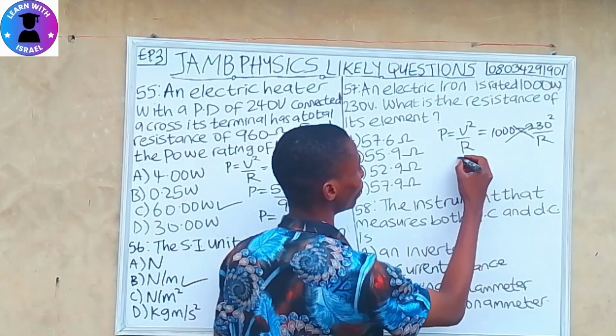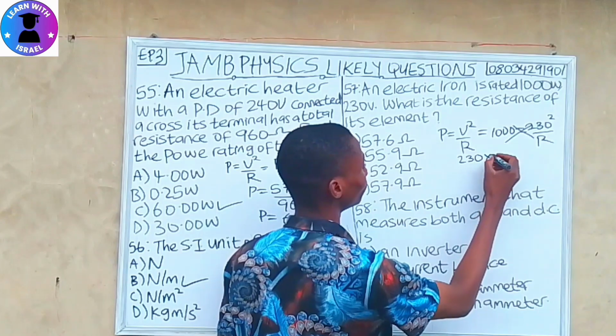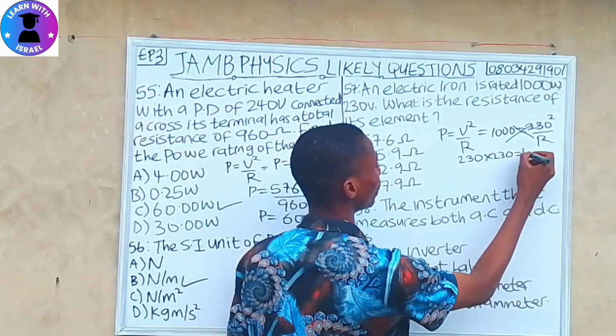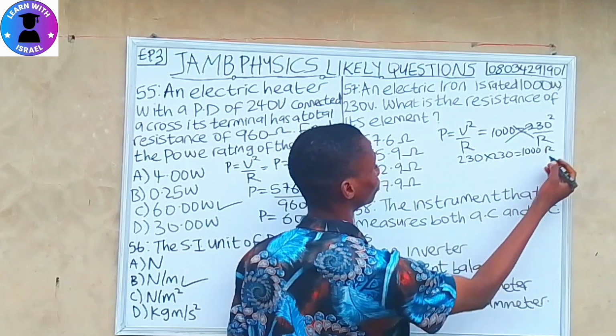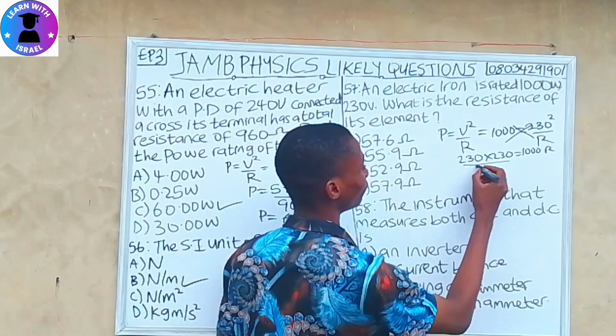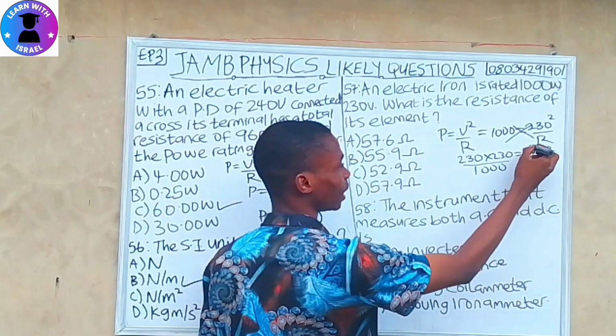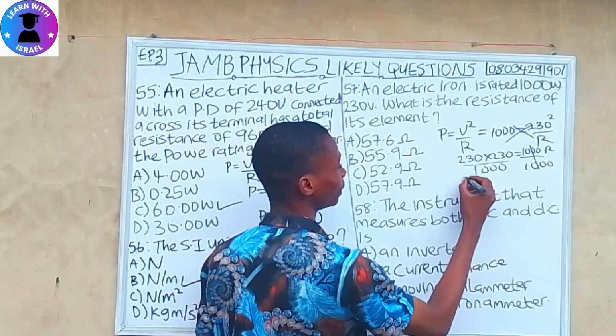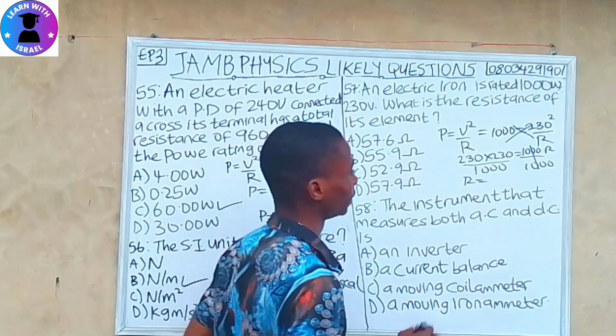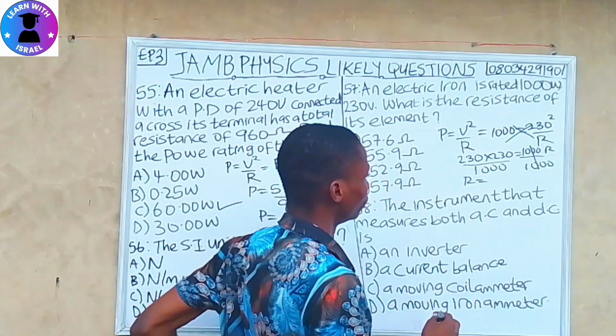So 230 squared, 230 times 230, equals 1000 R. So we divide by 1000, divided by 1000. So 1000 will cancel 1000, and we'll now be left with R equals. So let's press our calculator.